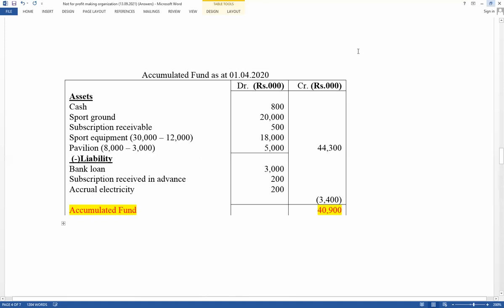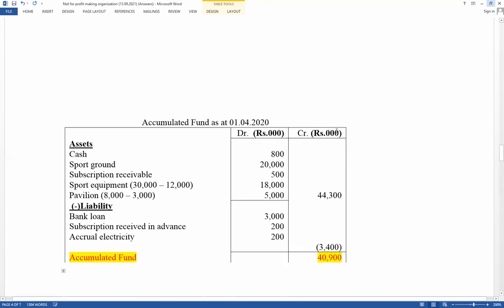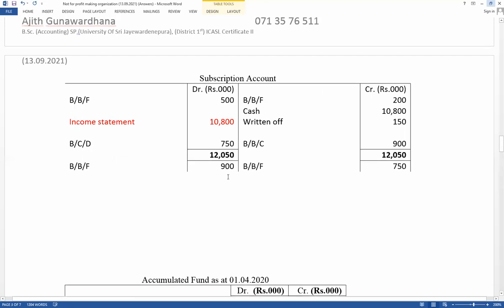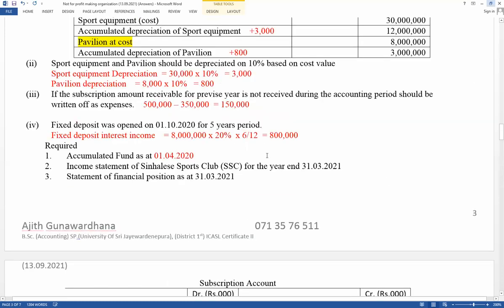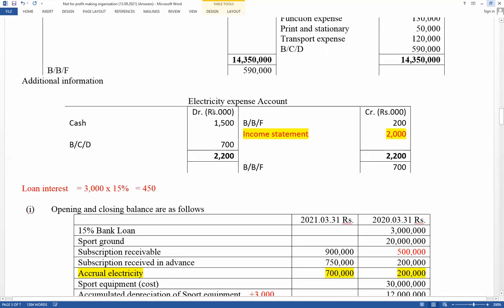If cost and accumulated depreciation are given separately, net book value should be recorded. Think how to prepare the subscription account also. Subscription accounts, subscription written off. Think how to recognize. As well, if accrual or prepaid expense is given, you have to prepare a separate ledger account for the relevant expense to calculate the for-the-year value.